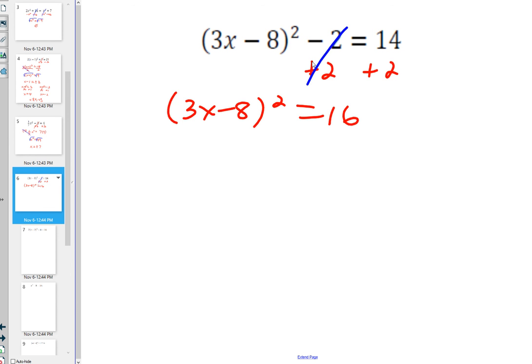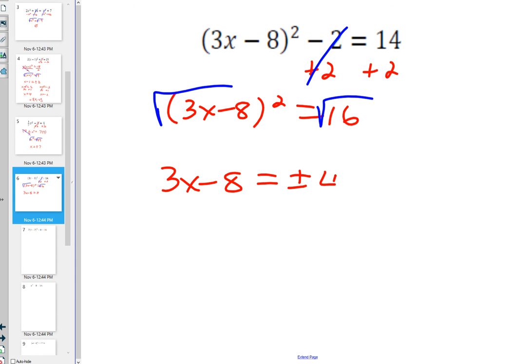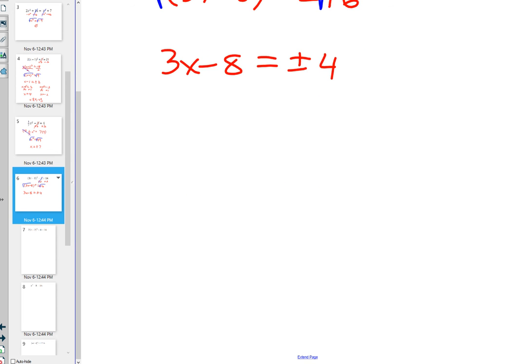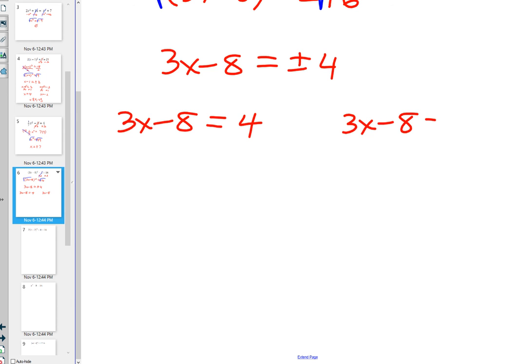How do I get rid of a square? Square root property. So I will get 3x minus 8 is equal to what's the square root of 16? Plus or minus 4. Has the variable been isolated? No, it has not, but the plus or minus is there. Anytime the plus or minus shows up and you don't have a variable that's solved for, you need to split into two separate equations and solve them independently. 3x minus 8 is equal to positive 4. 3x minus 8 is equal to negative 4.